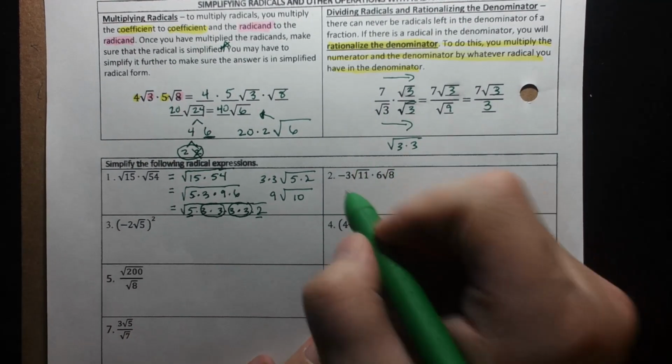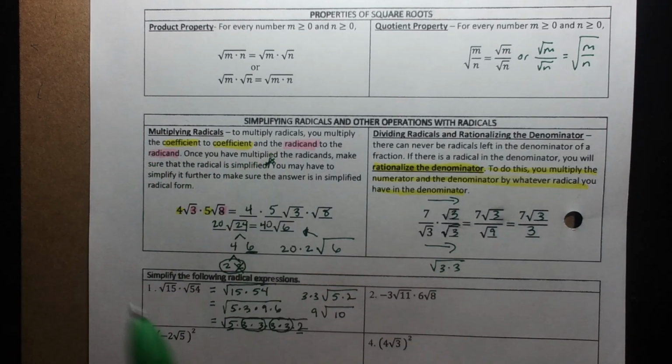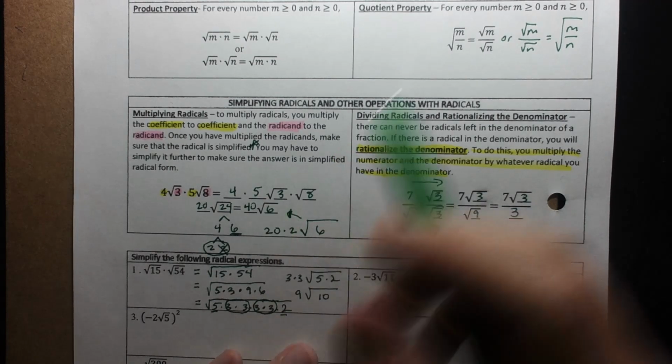Number 2, we're going to go ahead and, again, multiply radicals. So we're going to multiply the coefficient to the coefficient. I can see that we have two coefficients here. And then the radicand to the radicand.